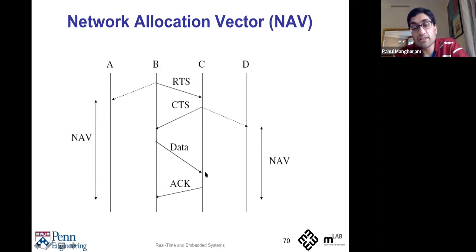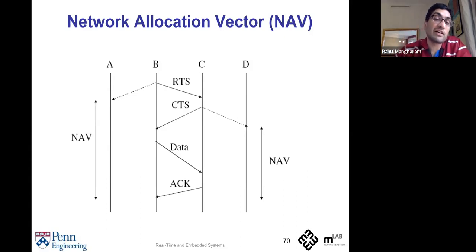Then the data is being sent across, acknowledgement comes across, and then acknowledgement basically says, this is the end of our relationship, because our relationship is only transactive in terms of one packet at a time. And now the channel is open for anybody else to compete or anybody else to transmit, like that, right? So this network allocation vector is a way of reserving the channel, but only for this duration and only after winning that exclusive access.